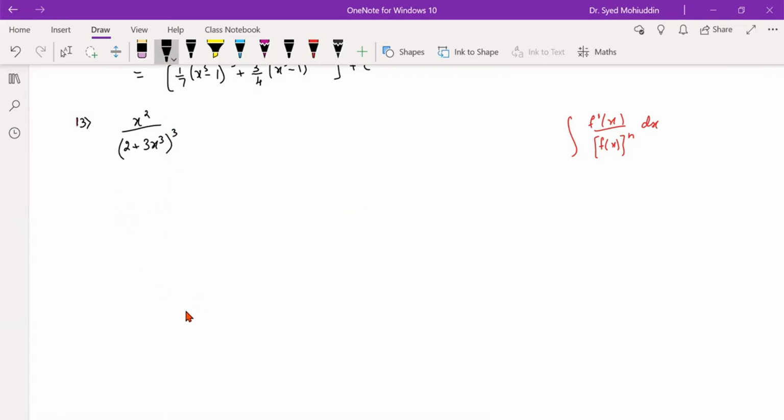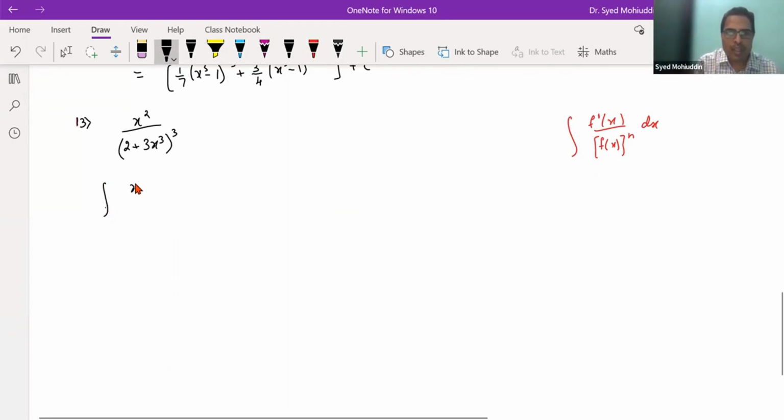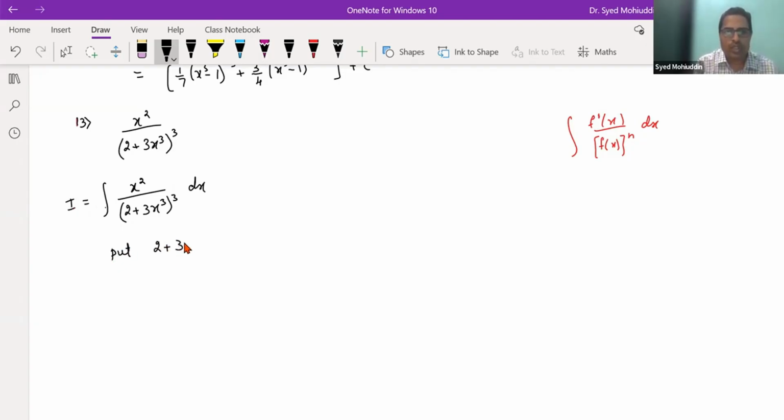So first we'll try to put the integral value over here. It is integral of, so I'm putting the integral. It's integral of x square by (2 plus 3x cube) to the power of 3 into dx. So I'm taking that integral as I. So therefore, put the value of 2 plus 3x cube to be equals to t. We'll just try to differentiate this one. So derivative of 2 will be 0. What will be 3x cube differentiation? 9x square, right? Is equals to derivative of t will be dt by dx.